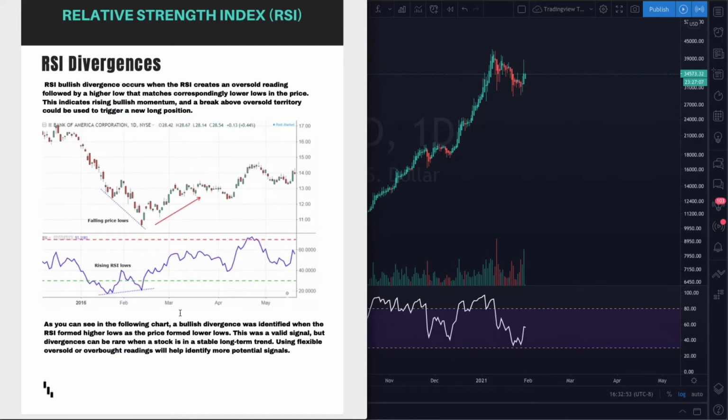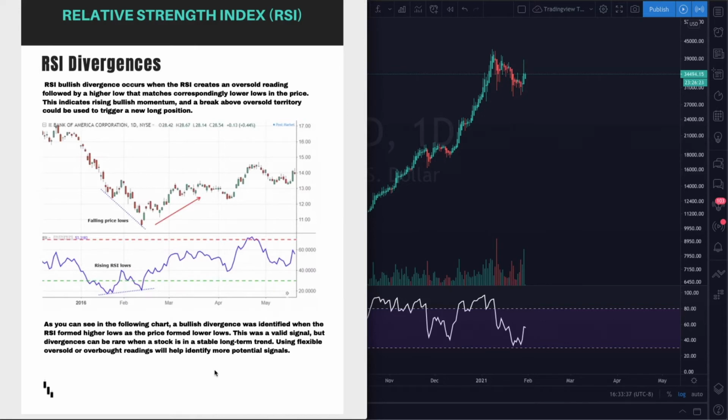And here is something that's extremely important to have a solid grasp of, especially when you're trying to find great entry and exit prices for whatever it is you're trading. Now, if you look at this chart, you can see that bullish divergence was identified when the RSI formed higher lows as the price formed lower lows. This is a valid signal, but divergences can be rare when a crypto or a stock is in a stable long-term trend. Using flexible oversold or overbought readings will help you identify more potential signals.